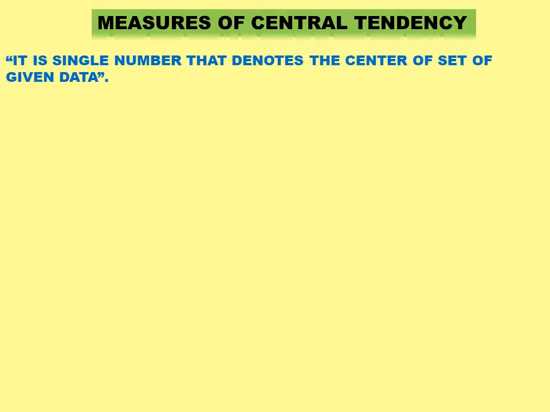Okay, so what is measures of central tendency? As the name suggests, it is a measure which is placed centrally. What is it? Let's see. It is a single number that denotes the center of the set of the given data. So it is the number which is denoting the center of the set of given data, arranged in a proper form, right?